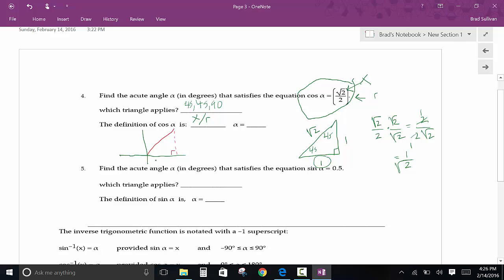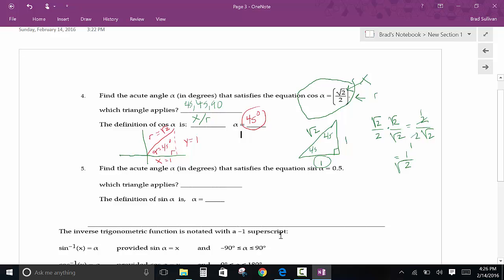So what I have is x equals 1, y equals 1, r equals square root of 2. Your job is to find this angle alpha. So that's going to be 45 degrees. So the answer you should have got on this problem was 45 degrees. Again, you're looking backwards at that problem.